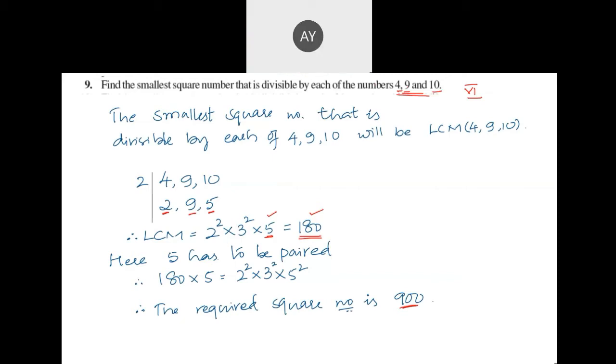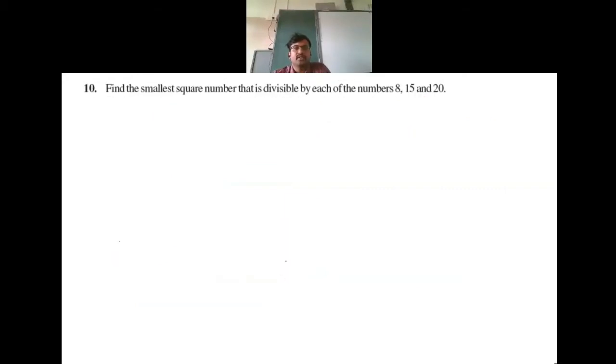So this is the smallest square number which is divisible by each of 4, 9 and 10. Understood? Sir, why should we multiply by 5? Because 180 is not a square number. You can see here, 2 squared and 3 squared are having pairs, but 5 is not having a pair. So we are multiplying with 5. Okay. Question 10 is similar to question 9. Find the smallest square number that is divisible by each of the numbers 8, 15 and 20.